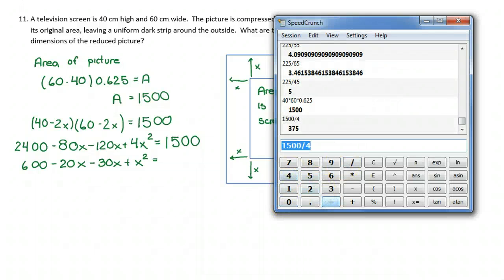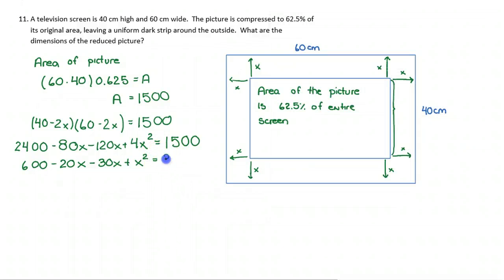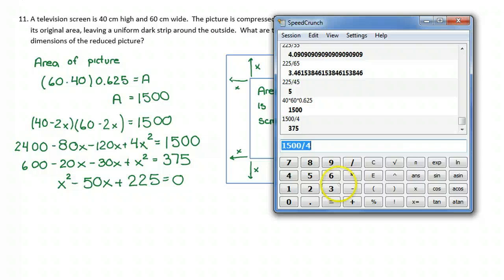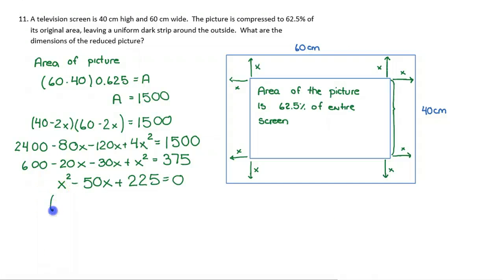Again, you could do that in your head, but it's sometimes quick to pull up your calculator, so we get 375. So now let's get everything to one side. So I'm going to have x squared minus 50x plus 225 equals 0. So now I want to factor this to solve for x. Lots of ways to do this. If I'm not sure, I could use the quadratic formula, but I'm probably just going to take, if I notice here, let's talk about observations first.